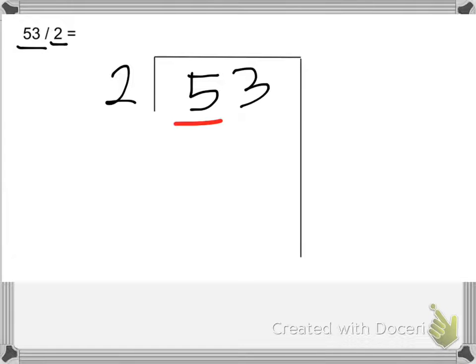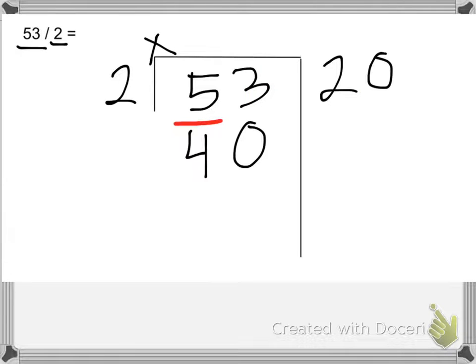Okay, and then I'm going to ask myself, how many times can 2 go into 5? And I know that 2 can go into 5 2 times. Okay, so then I'm going to take 2 times 2, and that equals 4. My 4 is going to go under my 5, and then I'm going to bring down the 0 here and add a 0 to my 2. So I'm going to bring down my 0 and then add a 0 to the 2.